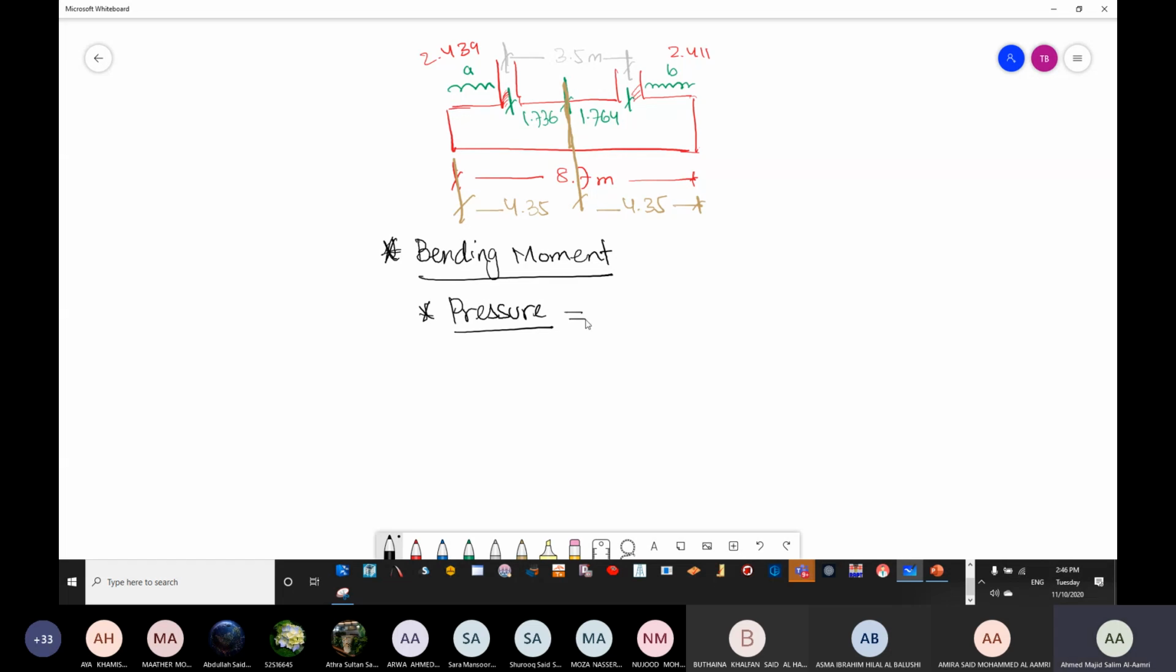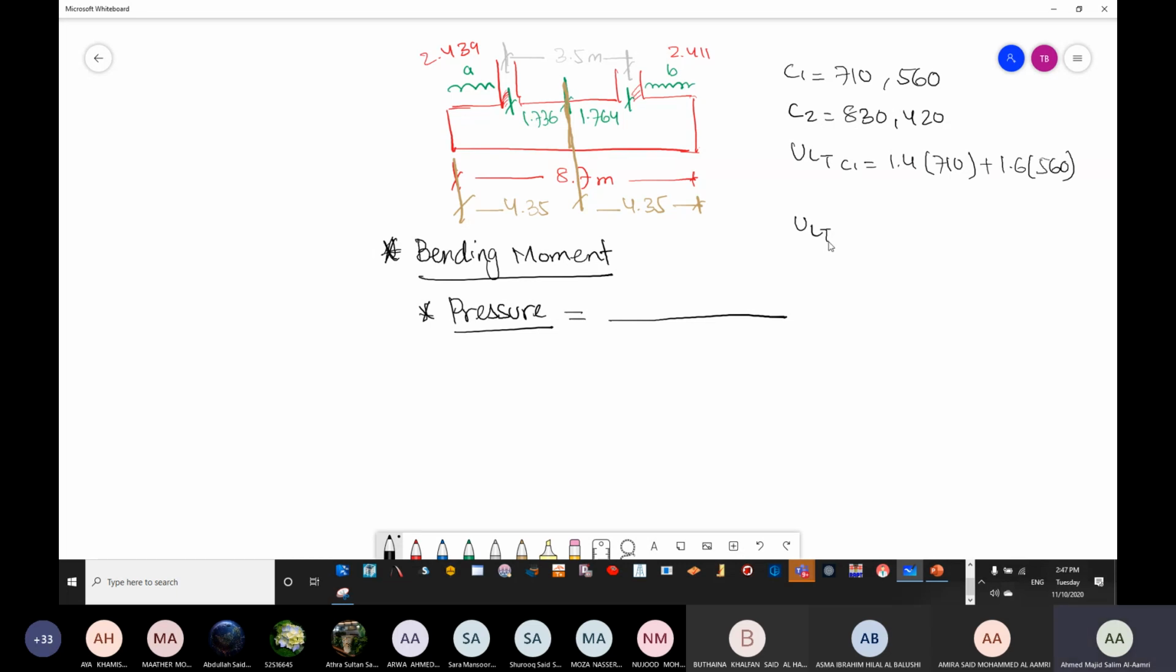So to calculate my pressure, I can say that for this particular column, column number one, we were having loads of 710 and 560. For column number two, we are having 830 and 420. So can I say the ultimate for column number one is going to be 1.4 into 710 plus 1.6 into 560. Can you give me this value?